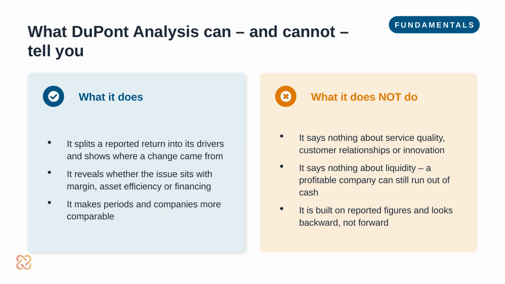What it does not do, it rests entirely on reported figures and looks backward. It says nothing about service quality or customer relationships. A company can post excellent ratios and still be losing its market. It also says nothing about liquidity. A profitable company can still run out of cash. So treat it as a diagnostic tool, not a verdict.